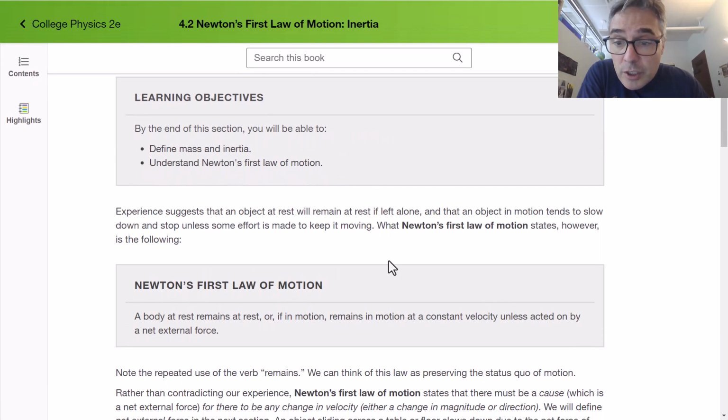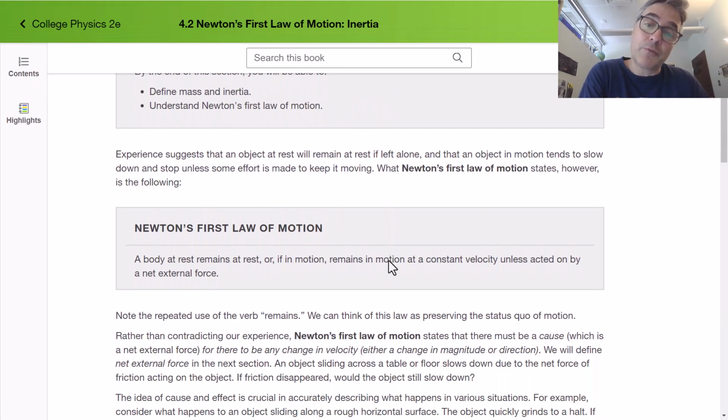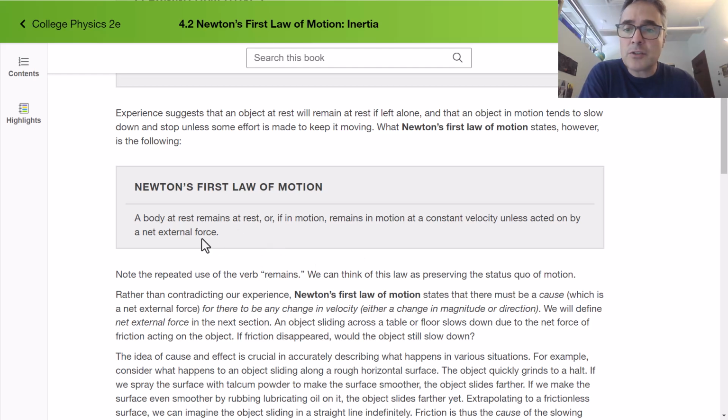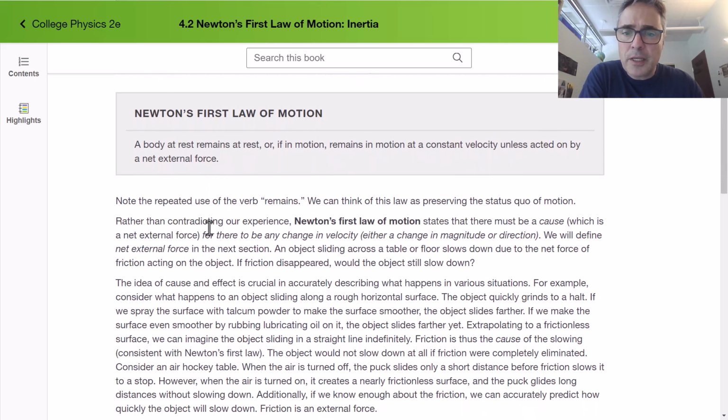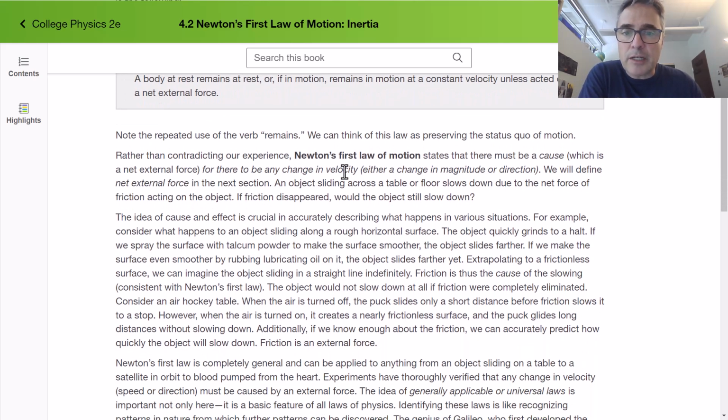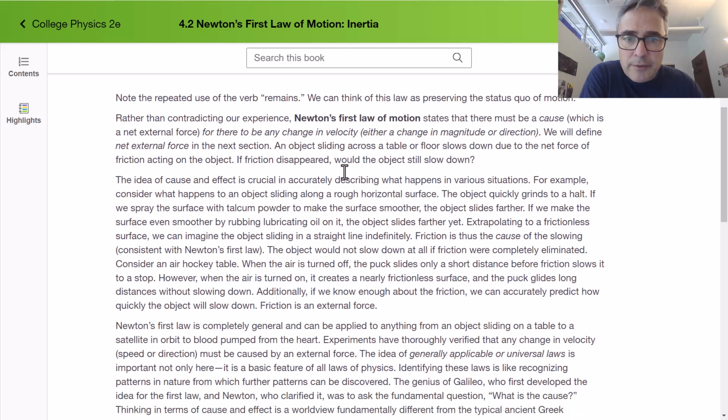Section 4.2 introduces what's called Newton's first law of motion. A body at rest remains at rest. Or, if it's already in motion, it remains in motion at a constant velocity unless acted upon by a net external force. So if you're going to change something from having a constant velocity, and that velocity might be 0, then you have to have a force from an outside object. And if you don't, then it just continues at a constant velocity.